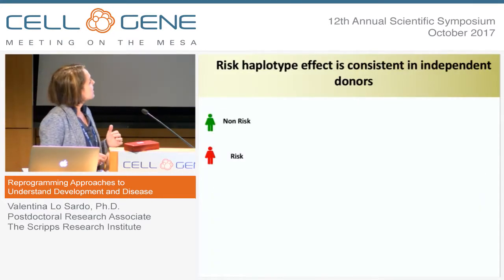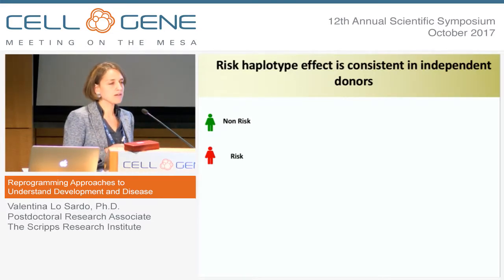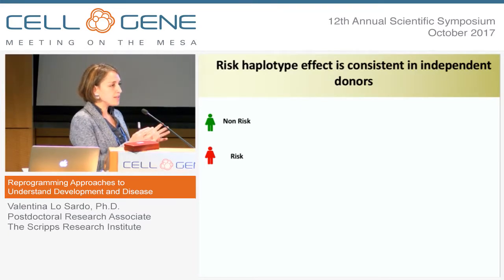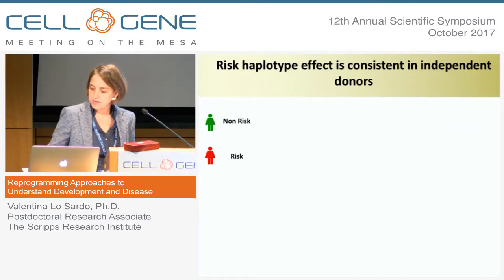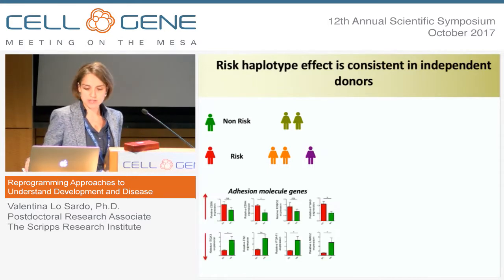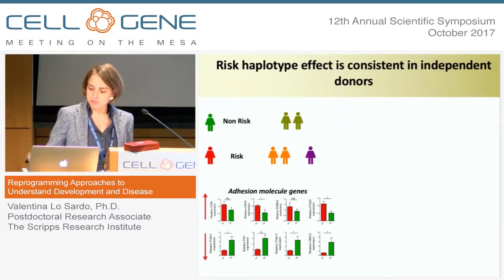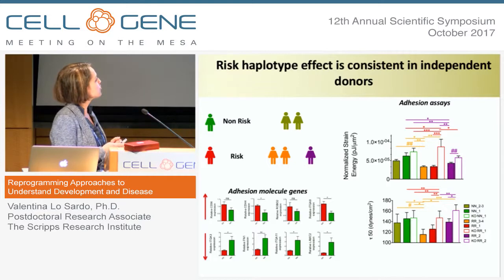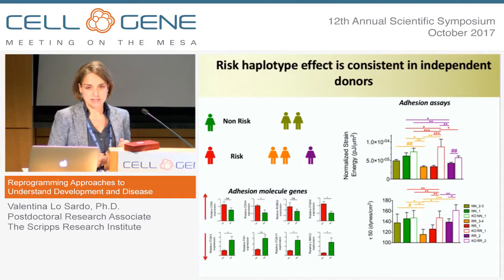So this was very exciting, I think, but the problem is we used isogenic lines, which are a very clean way to study a phenotype, but just from 2 donors. So of course we want to see if our phenotype is actually consistent. So we took other 2 non-risk and 3 risk donors. We made iPSC smooth muscle cells from them, and then checked for some adhesion molecules, genes that we took from our RNA-seq, and indeed we confirmed the same trend. And the same trend is also true for the adhesion assay. So when you have risk cells, these are less adhesive.